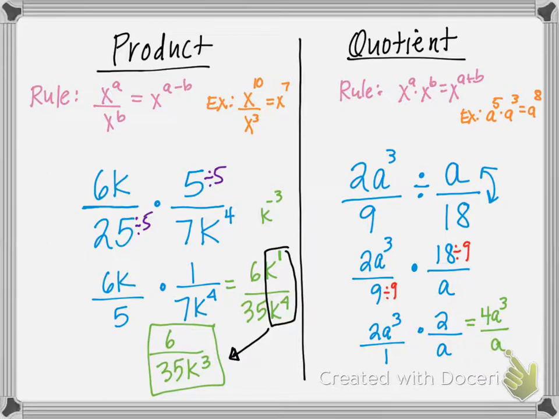So again, we're going to be using our rule for division that says if we're dividing and they have the same base, we're going to subtract the exponents. So 3 minus 1 would be 2. So I have 4a to the 2nd power. In the example that you do, you might need to use this rule here for the quotient, where if you have the same base and you're multiplying, you add the exponents.